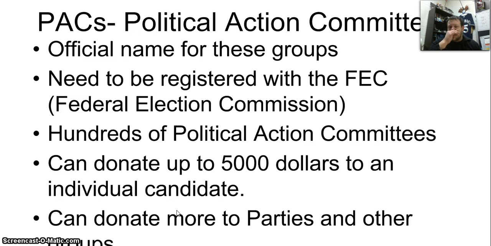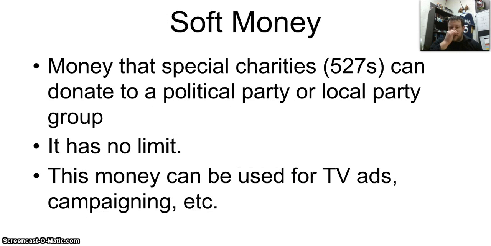Some of the ways around the rules are with political action committees. Every single group out there, most companies and organizations, have this group. It's the political group for a company or organization. To become a PAC, you have to register with the Federal Election Commission, the federal organization that oversees all the elections. There are hundreds of these out there. My favorite example is the NRA, the National Rifle Association, an association for gun owners. They have a PAC that will donate money to candidates who support their views. They can donate up to $5,000 to an individual candidate. They can donate more to the parties and other groups, but there are limits on how much they can donate. There's also something called soft money. Those are special groups that have certain tax codes.